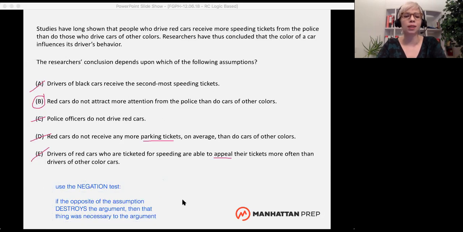That might be a little convoluted. Let me show you what I mean. Looking at B, if I take the opposite of that, red cars do not, okay, the opposite would be red cars do attract more attention from the police. Well, if that's true, if red cars attract more attention from police, then the connection between getting speeding tickets and driver behavior, now these are not connected, right? So the opposite of B ruined the whole argument. That must mean that the original version of B was necessary to our argument, so that was the right answer.